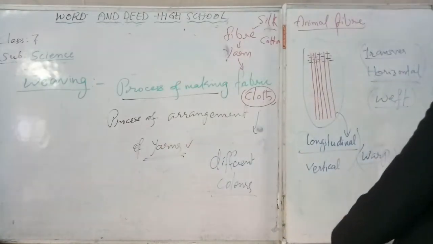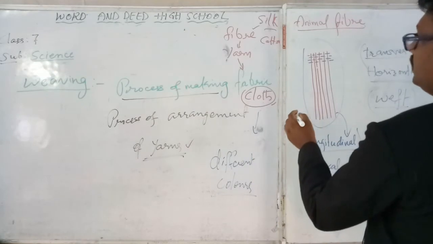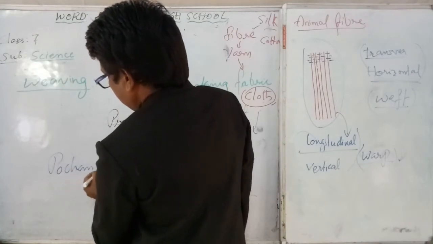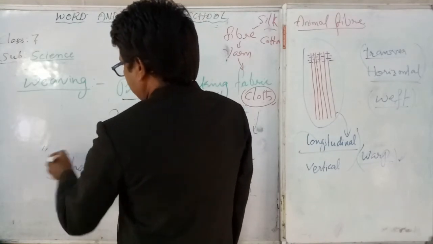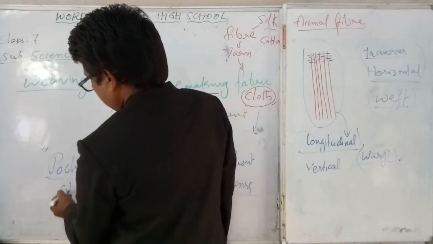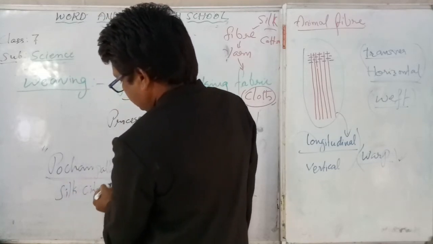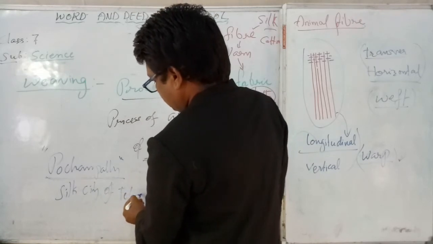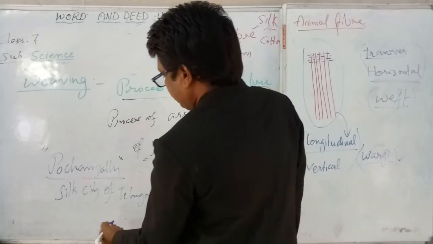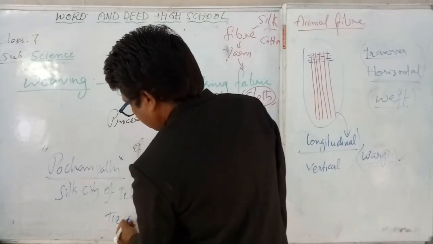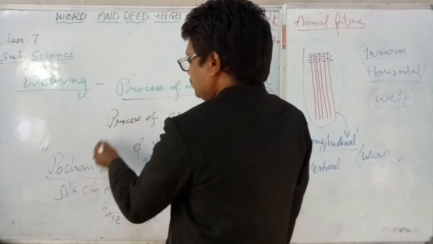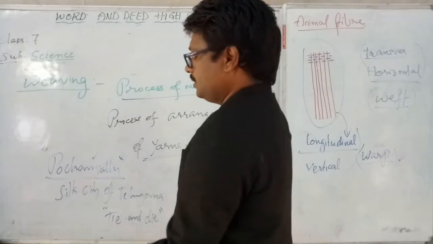And also, a weaving center in Telangana is Pochampally. Pochampally is very famous in Telangana state, and Pochampally is also called the Silk City of Telangana. And there is a popular saying among the public: tie and dye. What? Pochampally silk, Pochampally silk fabric.